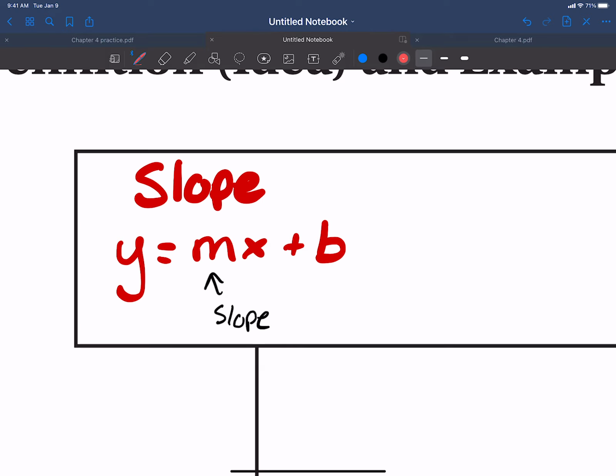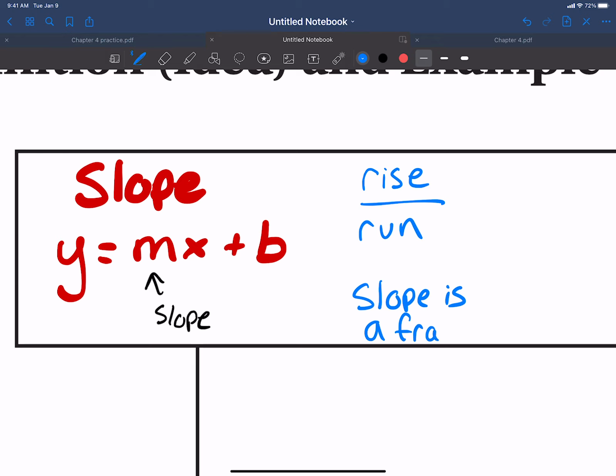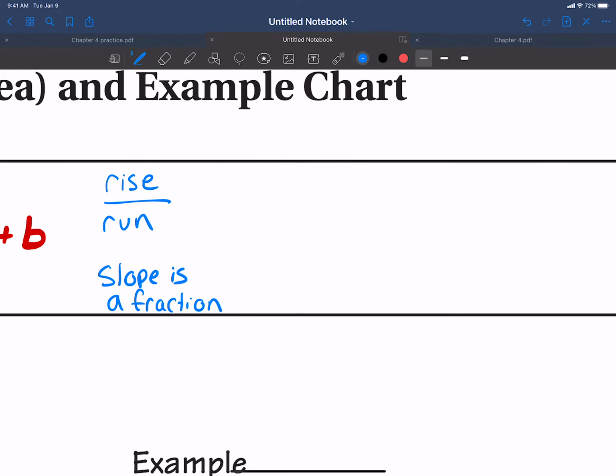There's something else you already know about slope, and that is slope equals rise over run. And we also know that slope is a fraction. So these are all the things we already know about slope. Here's one more thing you might not have known.